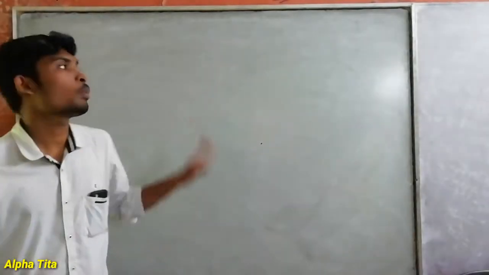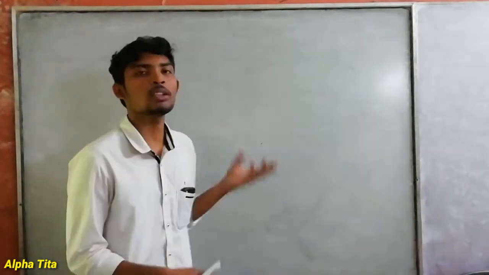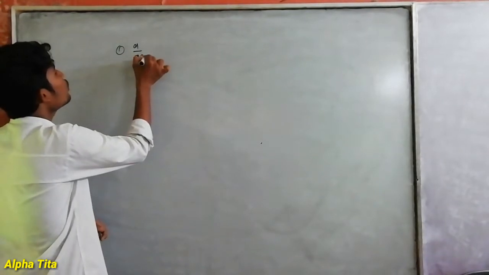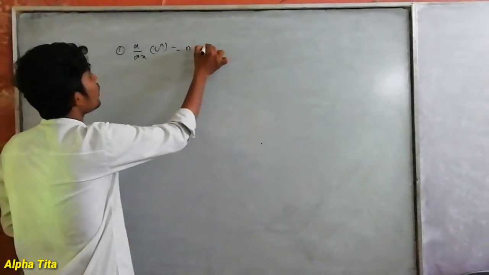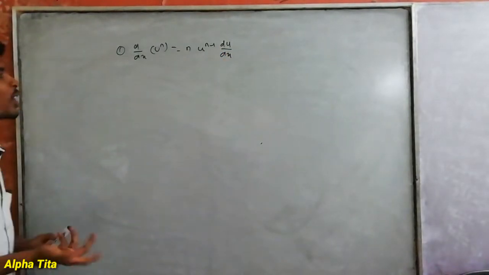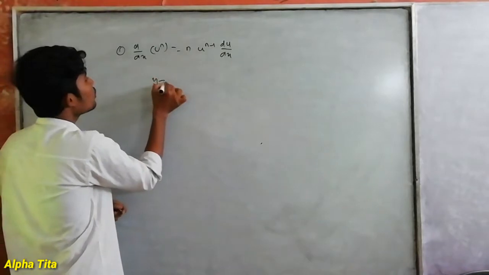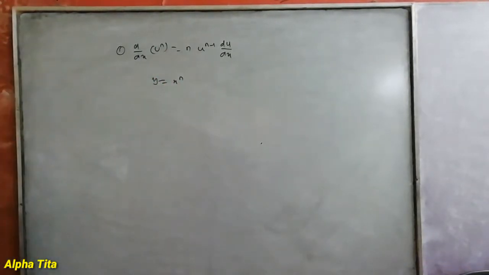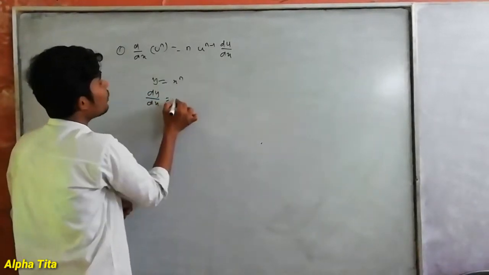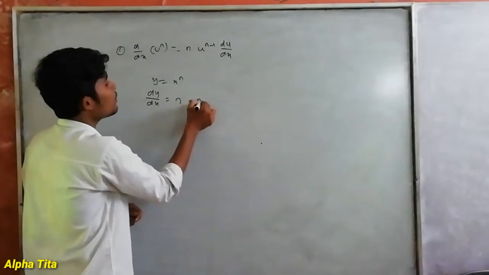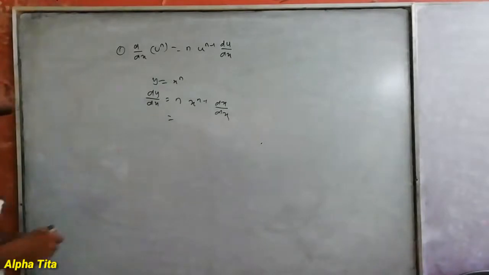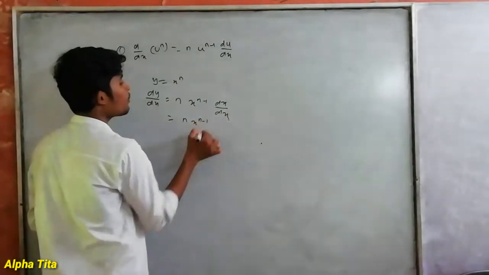Let us solve some problems using the formulas. I gave you the formula that d by dx of u to the power n equals n into u to the power n minus 1 du by dx. Now it is given that y equals x to the power n, so what is dy by dx? Using this formula, it is n x to the power n minus 1 dx by dx, and dx by dx is 1. So you get n into x to the power n minus 1.